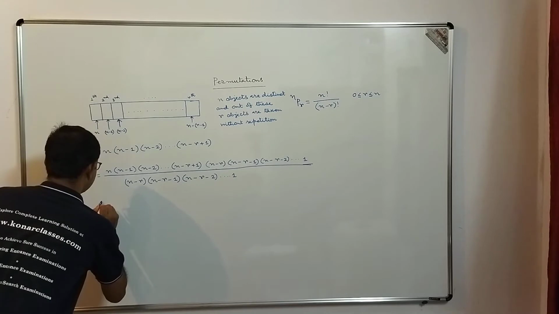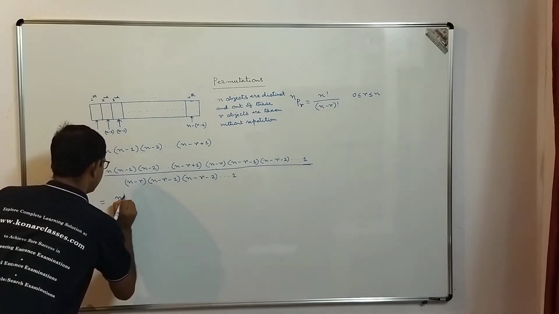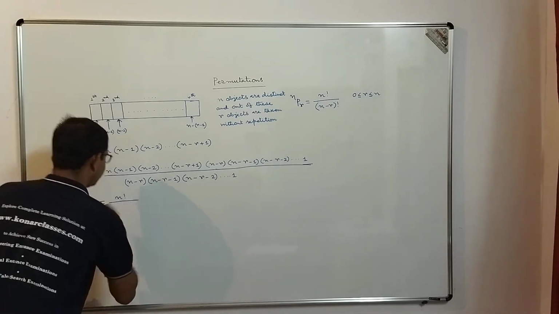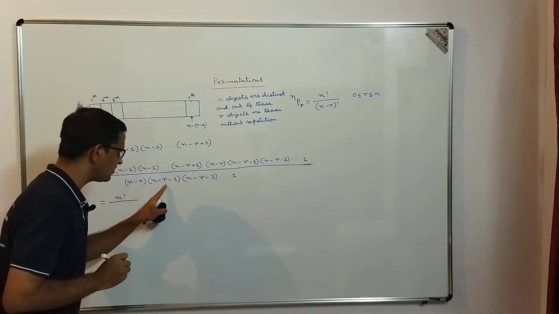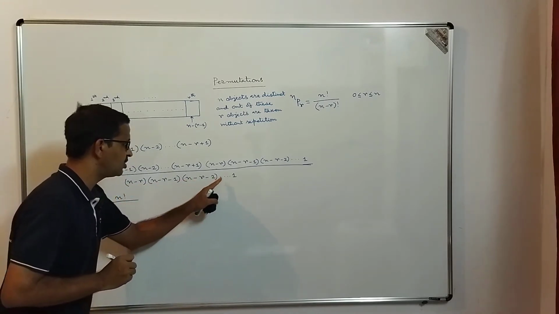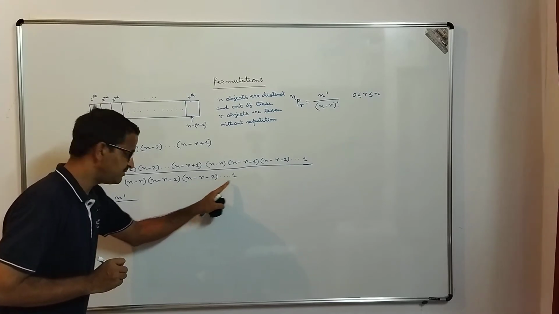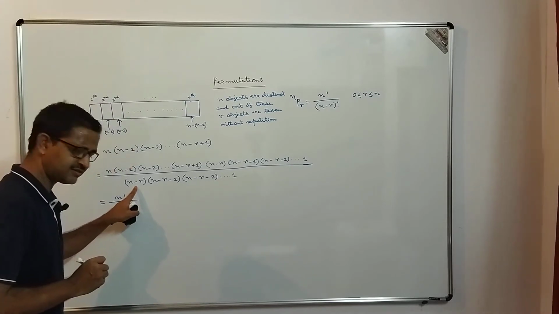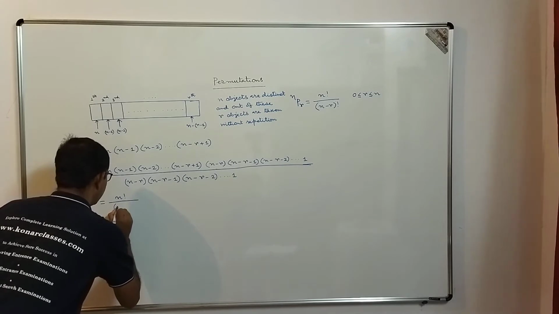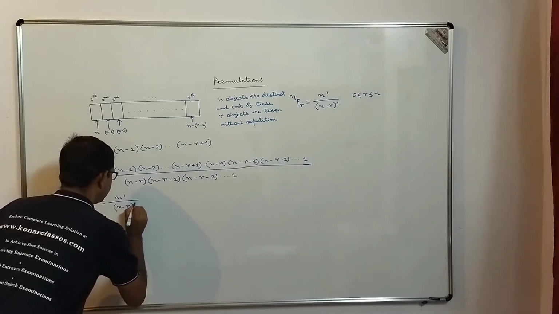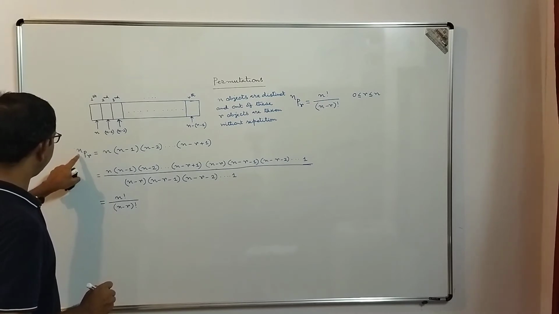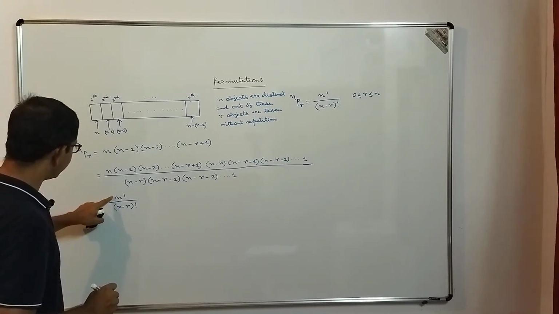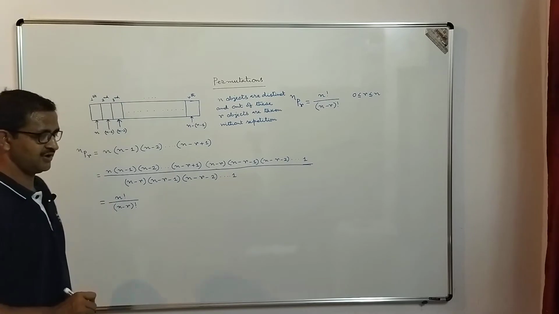So what can we write? We can write this is equal to n factorial divided by n minus r, n minus r minus 1, n minus r minus 2, dot dot dot up to 1. That means this is nothing but factorial n minus r. So what we get is n minus r factorial. So dear students, we derived the formula: nPr is equal to n factorial by n minus r factorial.